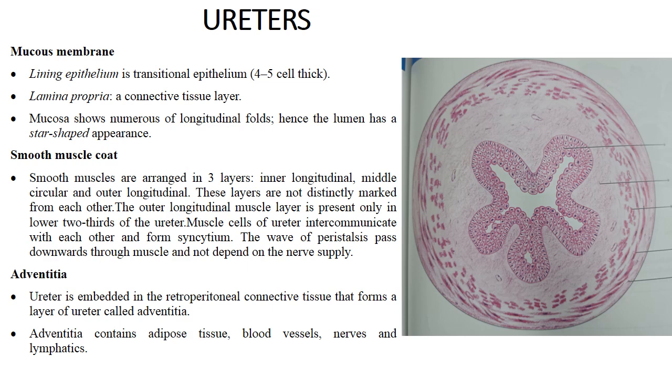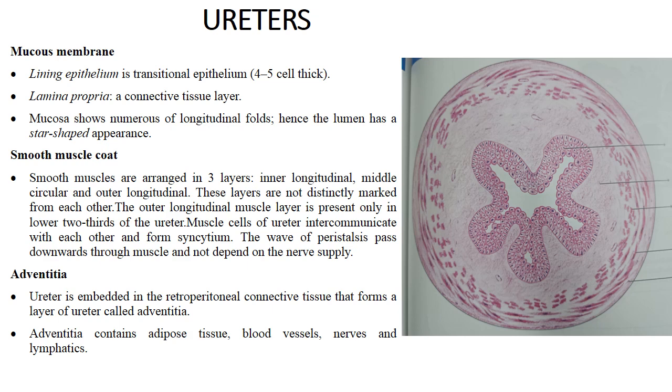It is 4 to 5 cells thick. It rests on the lamina propria. Lamina propria has a connective tissue layer, and the mucosa of the ureter shows numerous longitudinal folds. Hence, the lumen of the ureter is star-shaped. It is star-shaped in appearance due to the presence of numerous longitudinal folds.